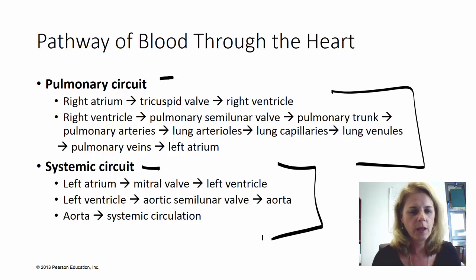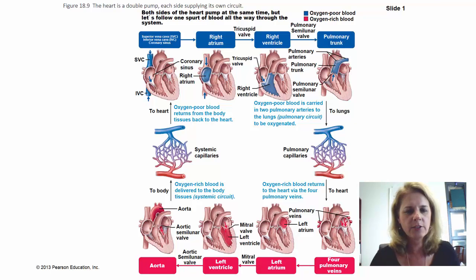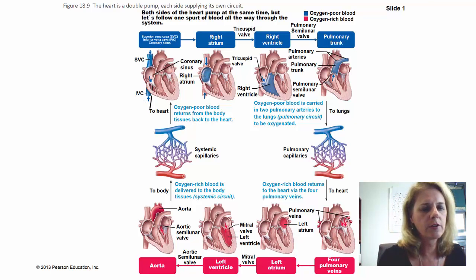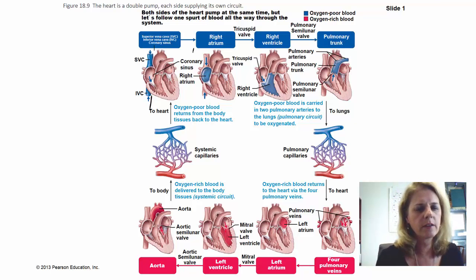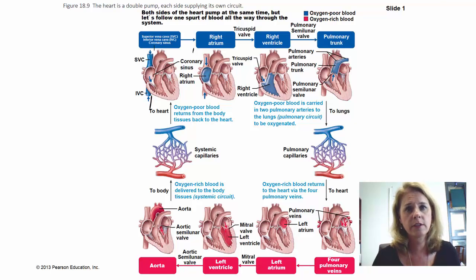Here again are the steps for the systemic circuit. Let's do it so I can talk you through it and see what goes on. The superior and inferior vena cava, the blood is going to return from both of these, and also the coronary sinus. Remember, the heart has its own set of arteries and veins, the coronary circuit, so that blood has got to return as well.